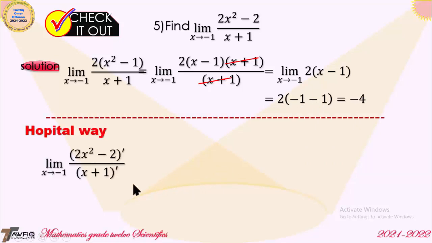Using L'Hopital, the limit as x approaches minus 1, taking the derivative of the numerator and denominator, it becomes the derivative of the numerator: 2 times 2 is 4x, and the derivative of minus 2 is 0, and the derivative of x is 1, and the derivative of 1 is 0. It remains 4x over 1. Replacing minus 1, it becomes 4 times minus 1, which is minus 4, the same answer.